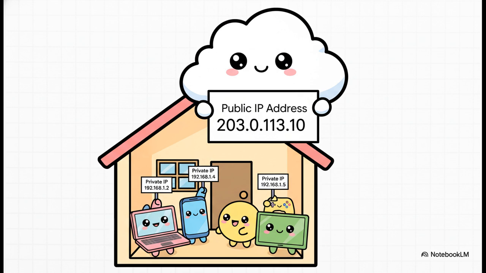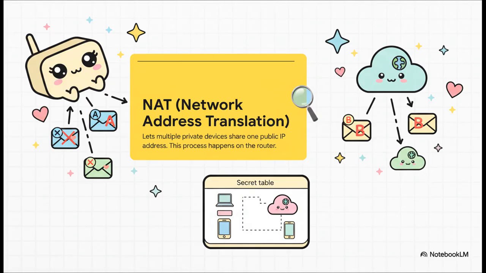They all have their own private IP addresses. But your internet service provider only gave your entire house one single public IP address to share with the world. We just started running out of addresses. The solution is an incredible trick called Network Address Translation, or NAT. As our packet leaves, the router, our gatekeeper, strips off its private internal IP address and stamps on the single public IP address. It's a brilliant disguise that lets all your devices share one public identity.